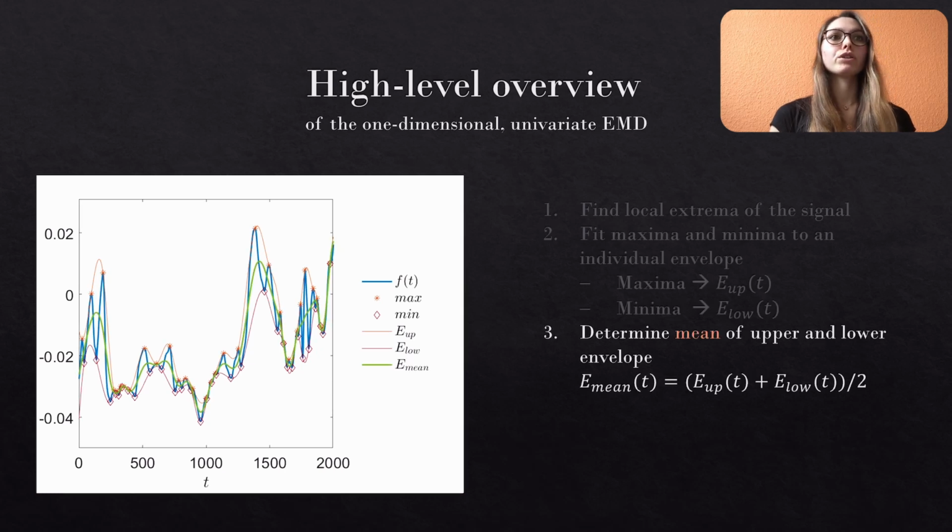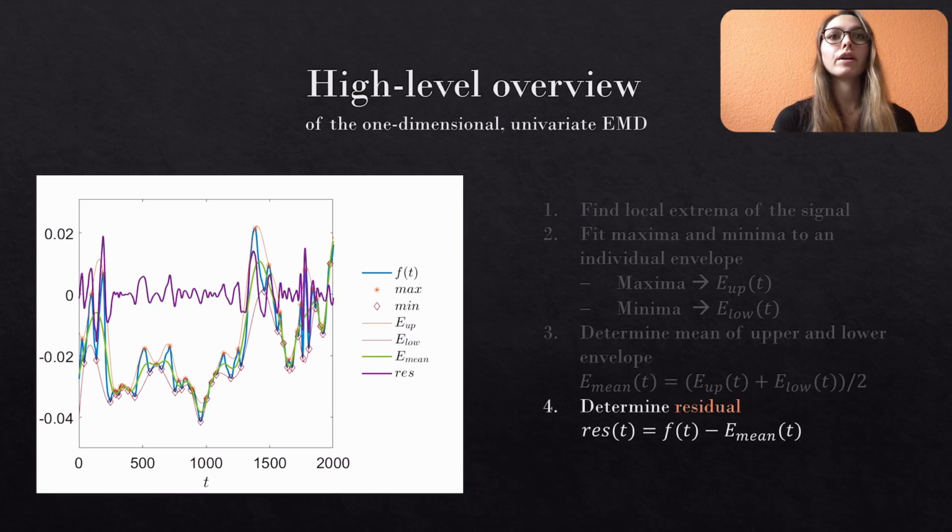Next, we determine the mean envelope, which we obtain from the mean of the upper and lower envelope at each point in time. You see this envelope in green color in the plot. Finally, we determine the residual, which is obtained by subtracting this mean envelope from the original signal f of t. The residual is shown in violet in the figure, and you can see that it seems to have zero mean. So it could already be our first IMF.